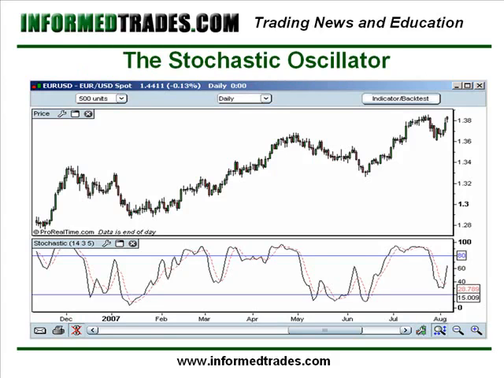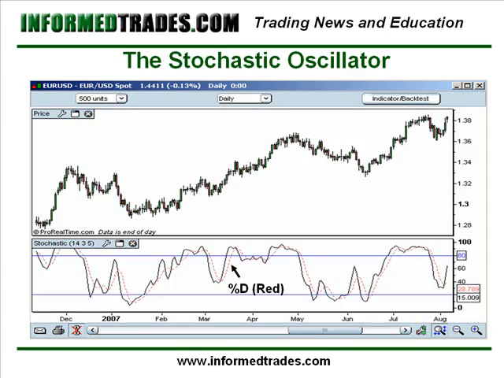The stochastic contains two lines which are known as the %K line and the %D line. I'm not going to go into the formulas for each because most, if not all, charting packages that you'll use will calculate these lines for you. However, you should know that this is a momentum oscillator, so when the %K line is rising, that is an indication that momentum in the market is increasing, and when the %K line is falling, it's an indication that momentum in the market is decreasing.